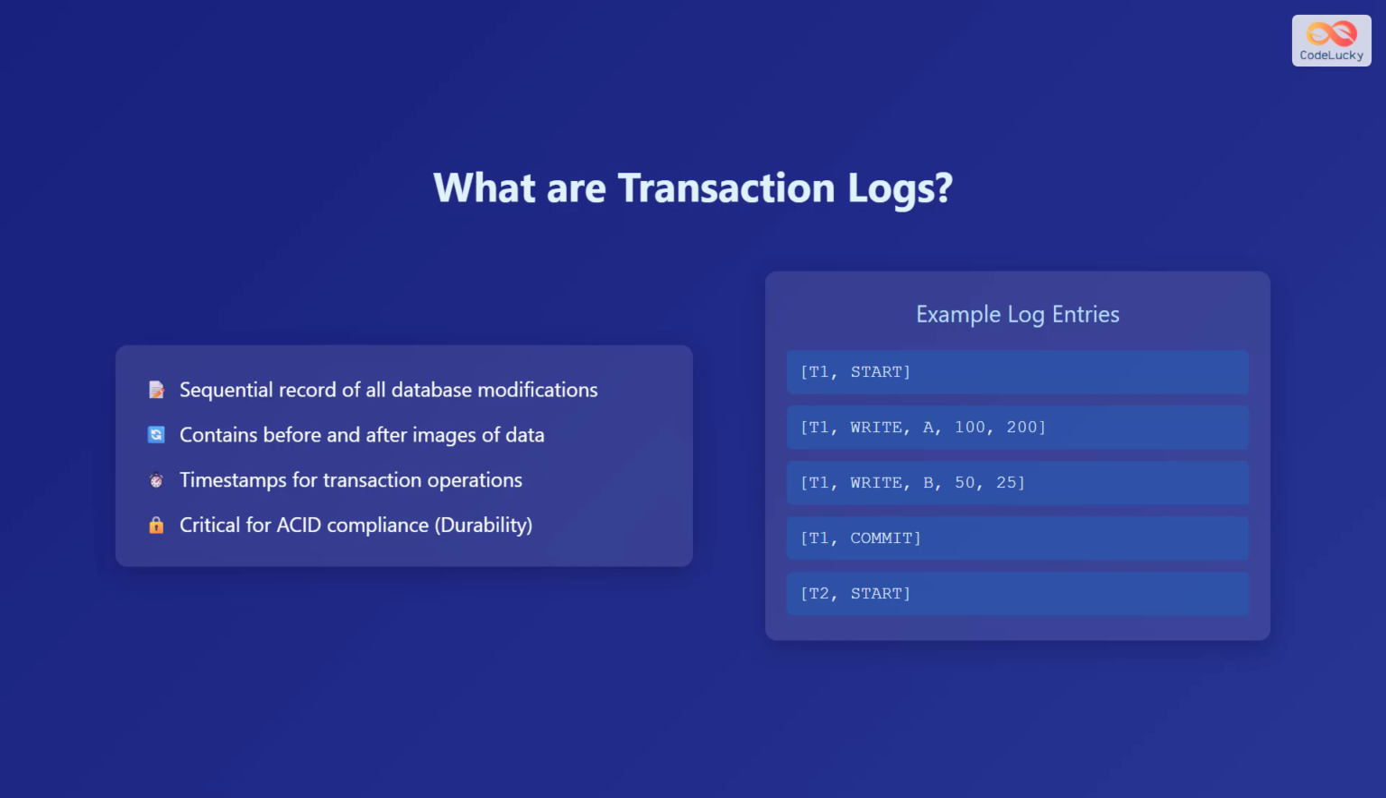Now let's look at some example log entries. We have transaction 1 starting, then a write operation on data item A, changing it from 100 to 200. Next, another write operation on data item B, changing it from 50 to 25. Finally, transaction 1 commits. Following this, transaction 2 starts.